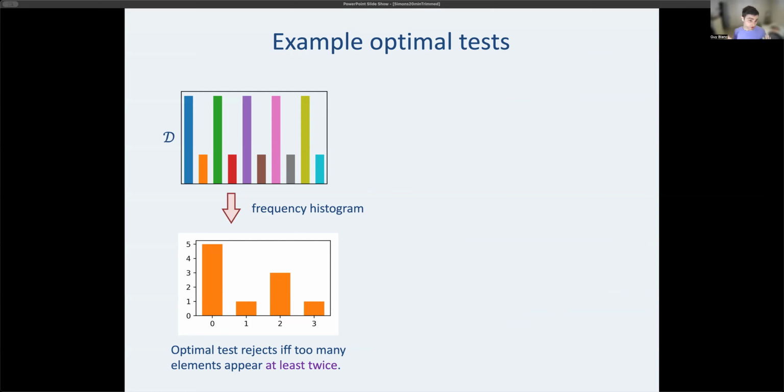Okay, and it turns out that for this particular distribution type, where half the elements are heavy and half are light, one thing you can do, which ends up being optimal, is reject if there are too many elements that appear twice or more times.